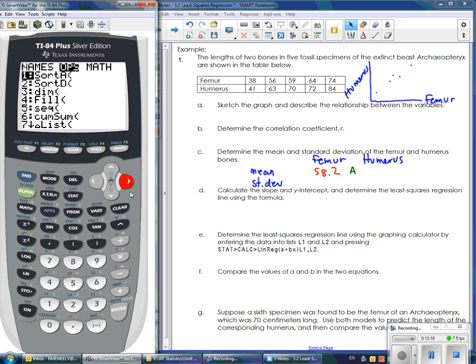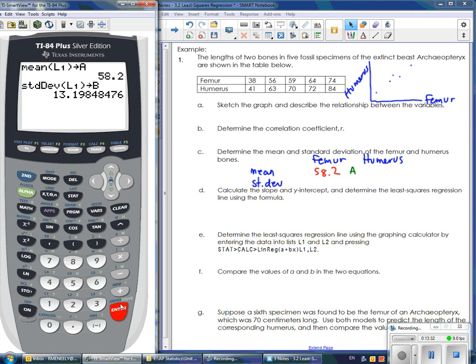Second list, go over to math, and then option 7 is my standard deviation. And again, I'm going to do that for list 1. And this time I'm going to store in letter B. Okay, and so my standard deviation is 13.198. And I'm storing that in letter B.